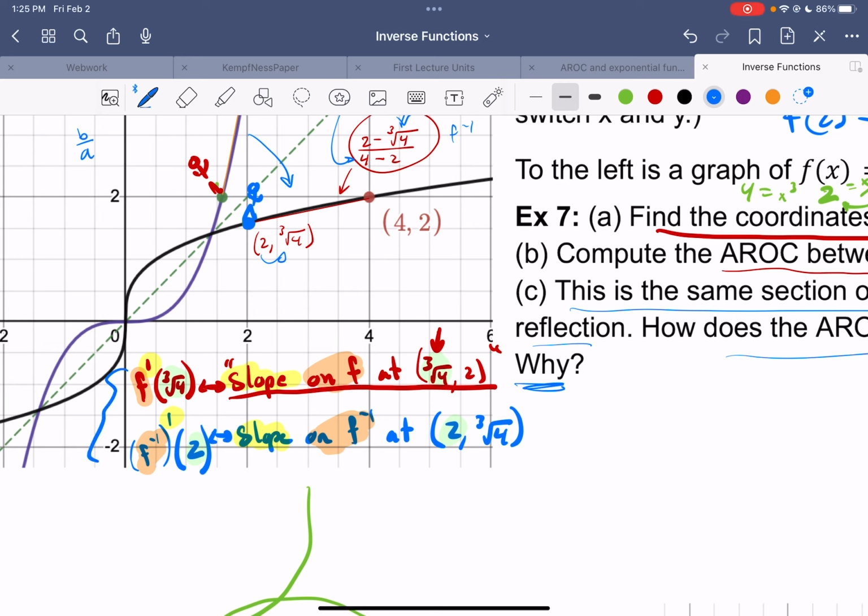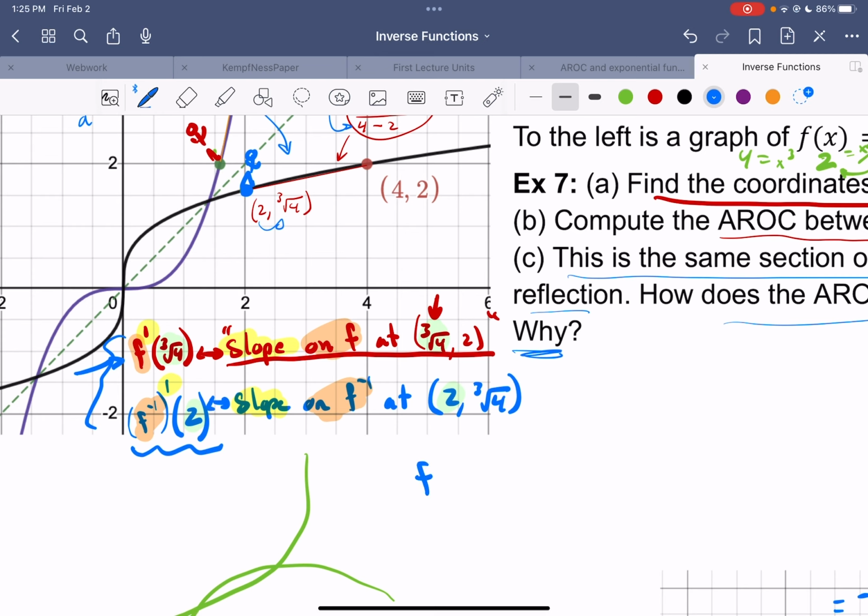So we're going to see this notation a lot later on in the class. And notice, how do the two slopes compare? Well, they are reciprocals. And because this is really gross to write, we have f inverse slope at 2. What we end up doing is we'll say, well, that's the same as 1 over the slope on f at, and now it's not 2, it's the y value, right? Because these things get switched, right? So at the cube root of 4, okay?